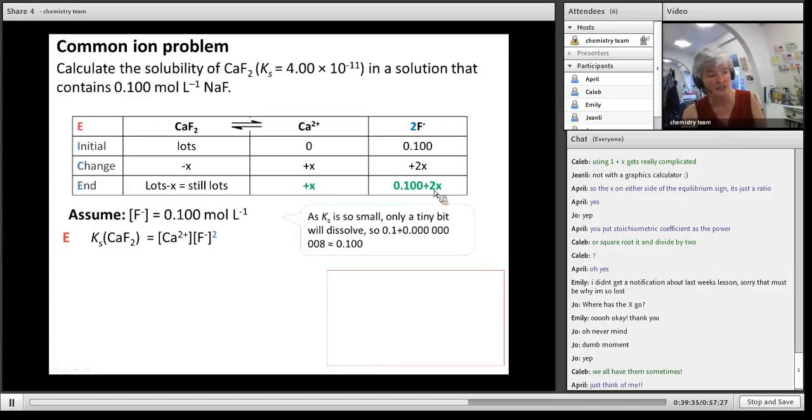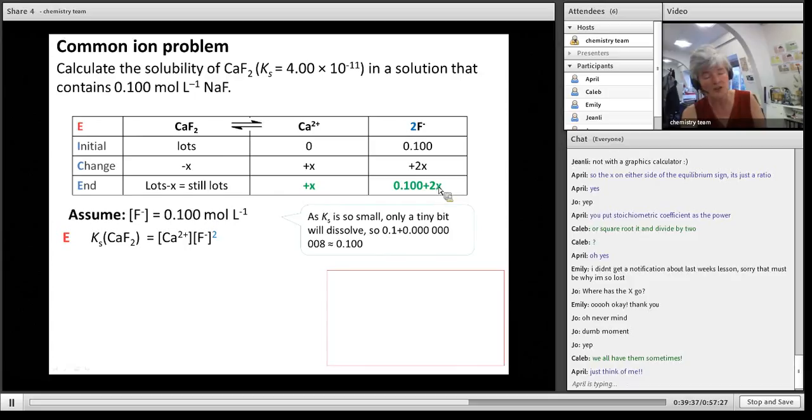But actually, that 2x is still, even though it's double the amount of x, it's still a very tiny amount, because this is incredibly tiny. So I can assume this to be still 0.1. Okay, so substitute x for calcium, 0.1 for the fluoride.